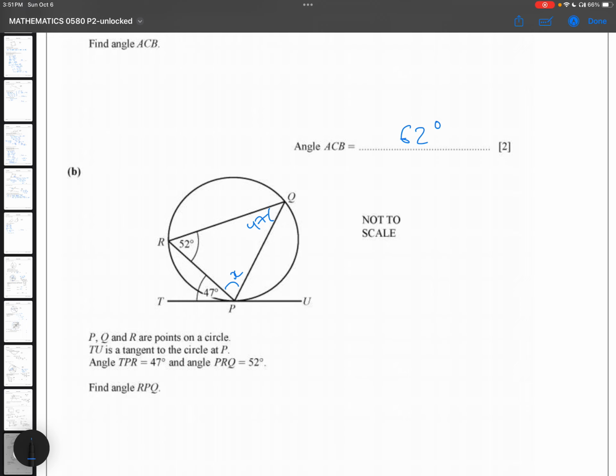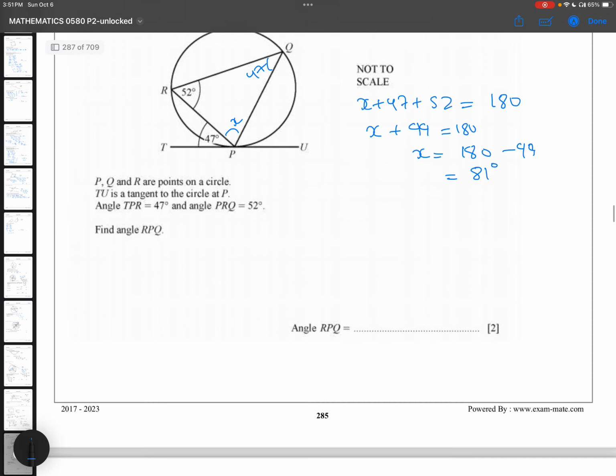So now we know that x plus 47 plus 52, these are the interior angles of a triangle. Their sum will be equal to 180. X plus 52 plus 47, which is 99, is equal to 180. Now 99 will be subtracted from 180. This will be equal to 81 degrees. So angle RPQ is 81 degrees.